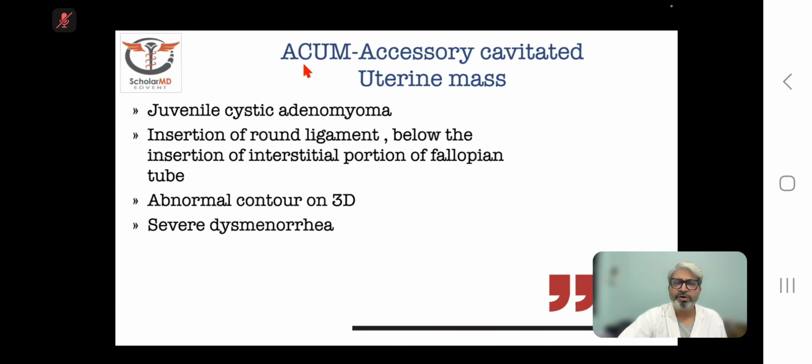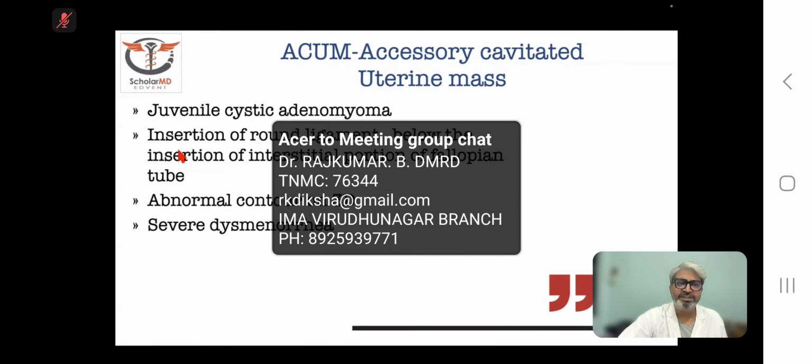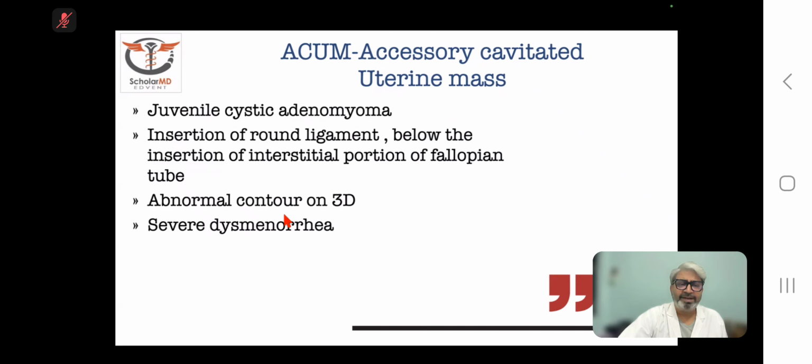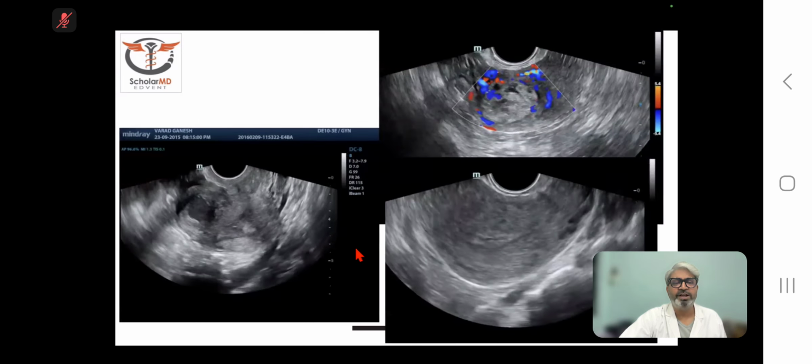Literature also mentioned extrauterine adenomyoma, which could be distinctly away from the pelvic cavity, into the abdominal cavity. Just to mention ACM, these are juvenile cystic adenomyoma. It is due to the presence of an endometriotic or adenomyotic deposit at the insertion of the round ligament, below the insertion of the interstitial tube of the fallopian tube, characterized by abnormal contour on 3D. On many instances it can be taken as some uterine malformation. This disease is accompanied with severe dysmenorrhea.